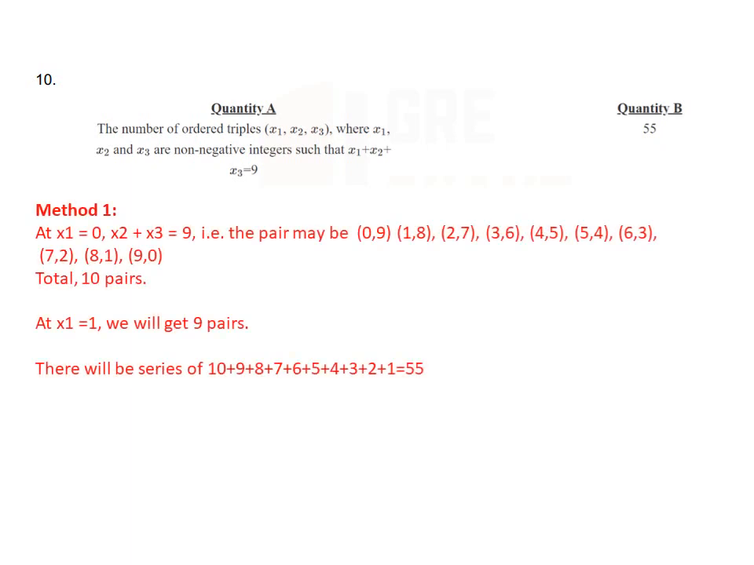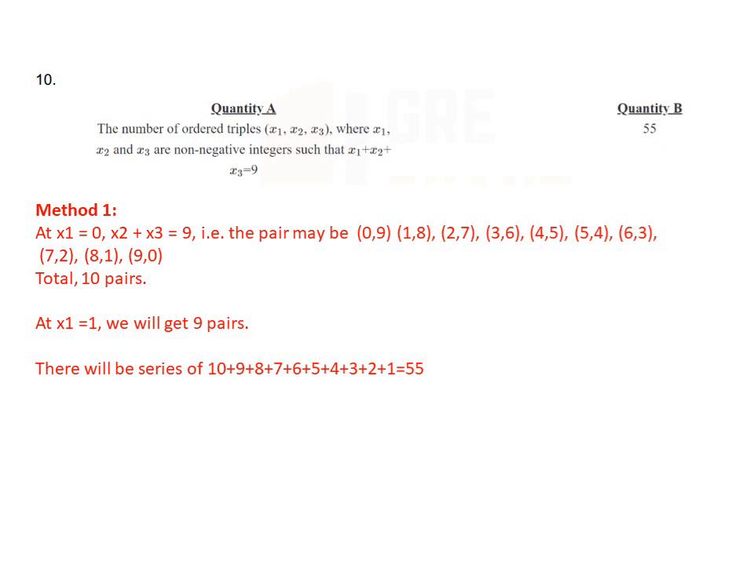We're in the last question. The number of ordered triples x1, x2, x3, where x1, x2, x3 are non-negative integers such that x1 plus x2 plus x3 equals 9. As these numbers are non-negative, we can use either 0 or any positive numbers. So if x1 equals 0, x2 plus x3 will be 9. In this way, other pairs can be 0, 9, 1, 8, 2, 7, etc. So at x1 equal to 0, we get 10 pairs.